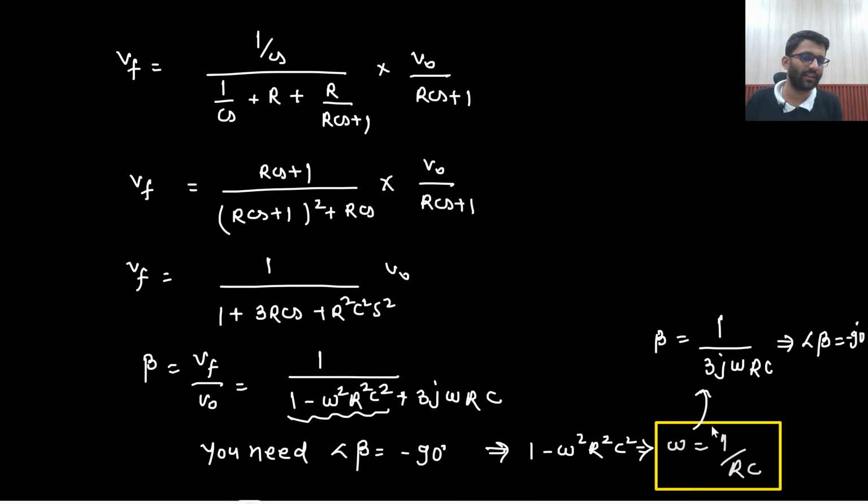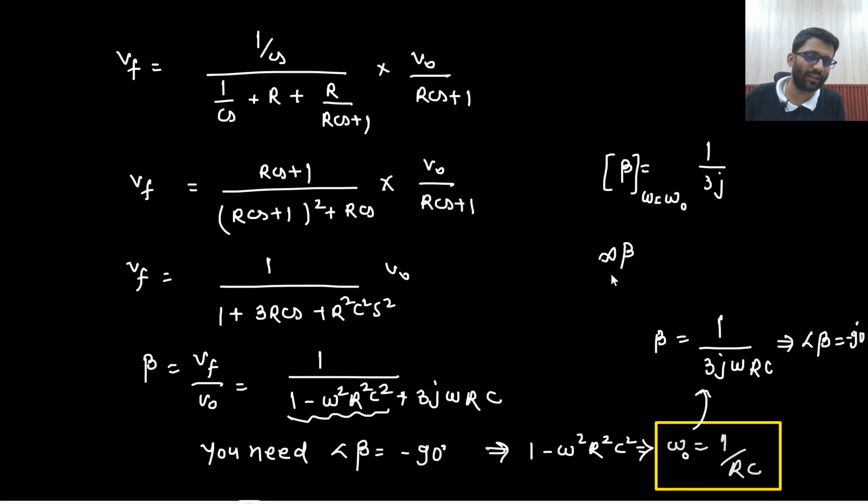So this is my 3 dB, this is my frequency of oscillation, right? And omega equals 1 by RC. So what will be my beta at the frequency of oscillation? At omega equal to the frequency of oscillation, which I am calling omega naught, that would be 1 by 3j, because omega equals 1 by RC, so RC will get cancelled.